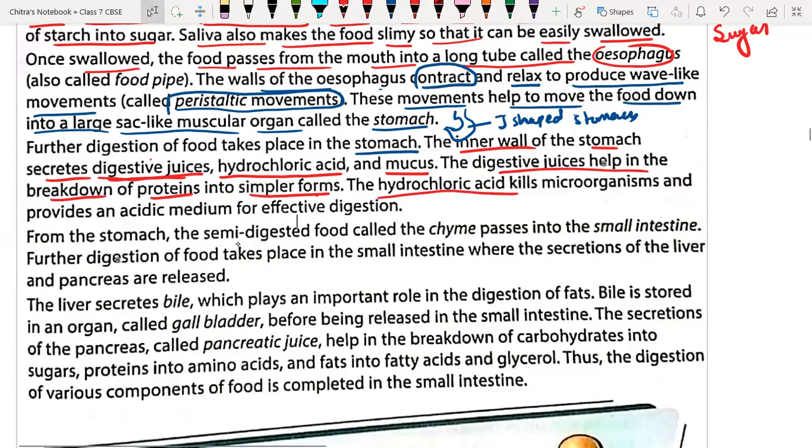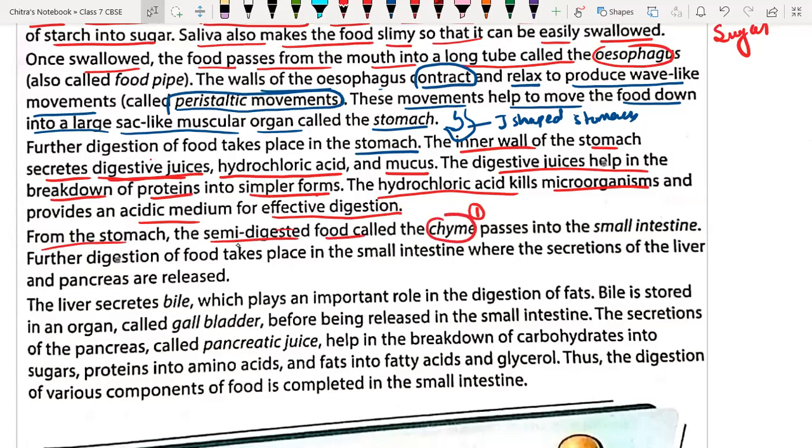The hydrochloric acid kills microorganisms. Okay, so this is the first function of the acid. It kills the microorganisms, and it provides an acidic medium for the effective digestion of the protein, meaning it activates the pepsinogen enzyme. Okay, from the stomach the semi-digested food is called chyme.